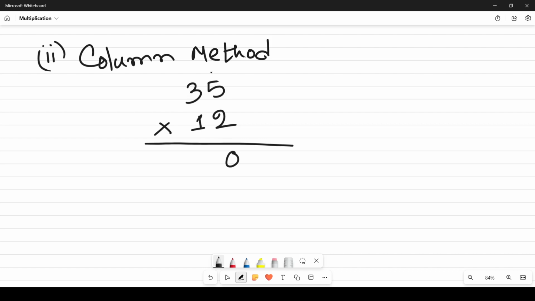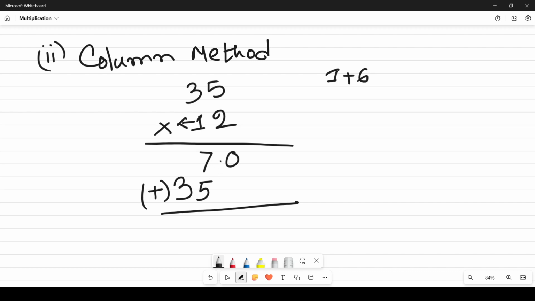Then we have 0, then we get 1 in our hand. 2 multiplied by 3 is 6, so we have 1 in our hand. We do 1 plus 6 and we get 70. And then as we move more to our left, we will skip one digit here, right? We'll start putting our values from here. So we get 1 into 5 is 5, 1 into 3 is 3, and then we are going to add all the results here.